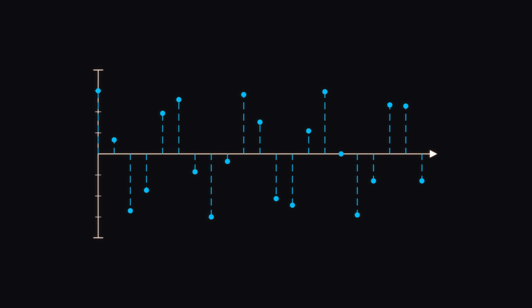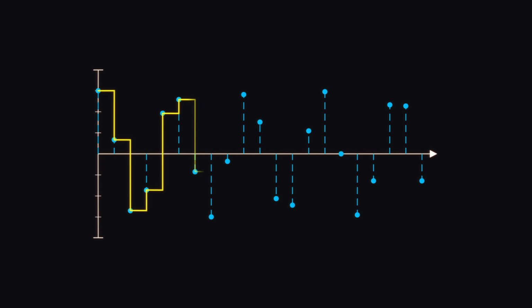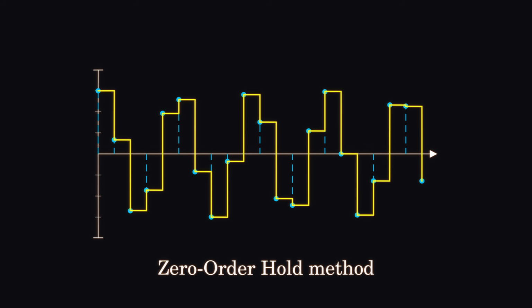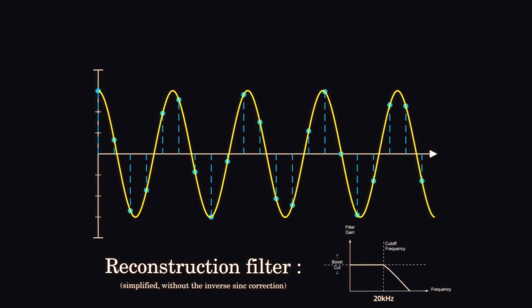And if we want to convert it back to the original continuous analog signal, the most basic way to do it is just to connect the samples like stair steps. These little jumps in energy will just produce distortion above 20 kHz that we can easily remove with the filter. And then we're back to the original analog signal.